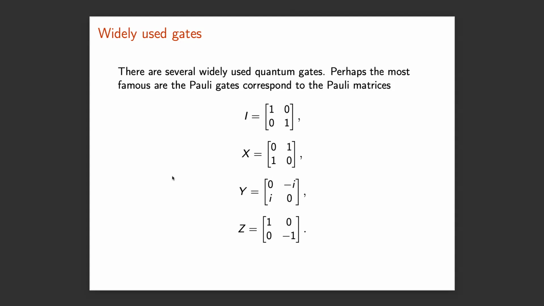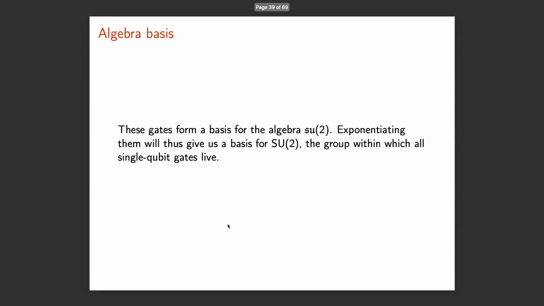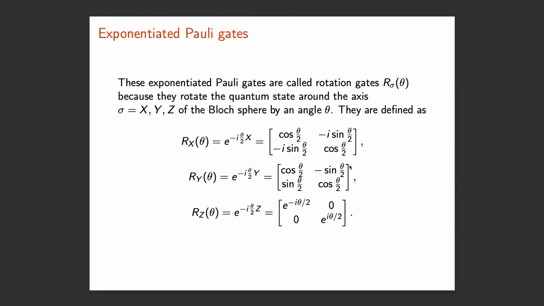So, and we have seen these Pauli X, Y, and Z gates, that they represent specific rotations in space and can be linked to physical processes like you applying a magnetic field on our system. And these gates actually form a basis for the algebra SU2. And when you exponentiate them, they will give us a basis for SU2, which is a group within which all single qubit gates live, period. And these are the most famous ones.